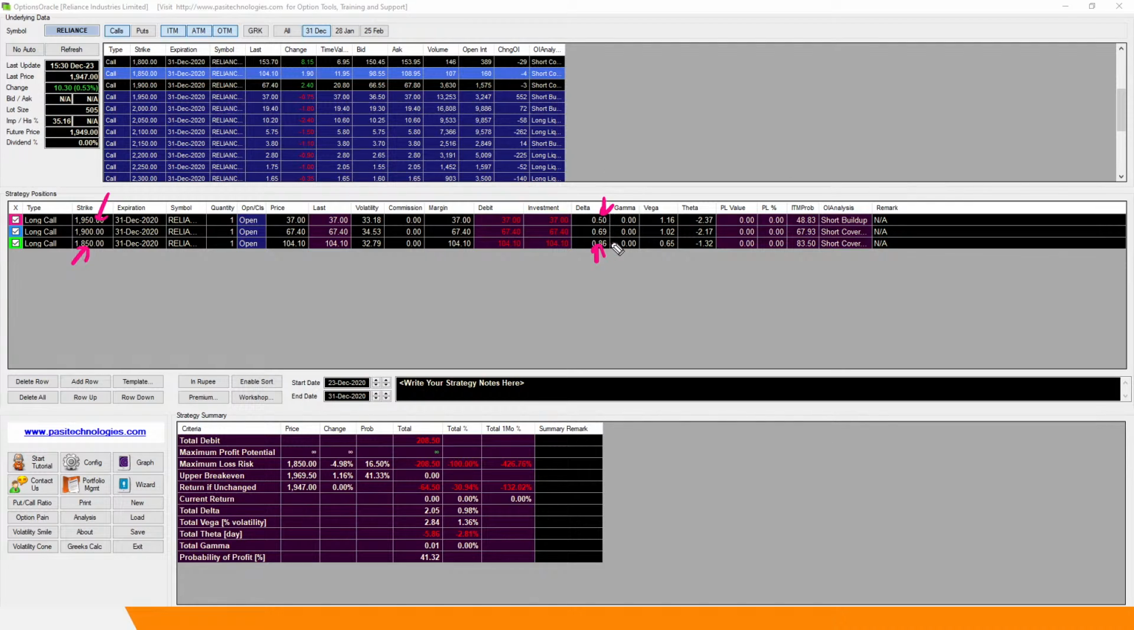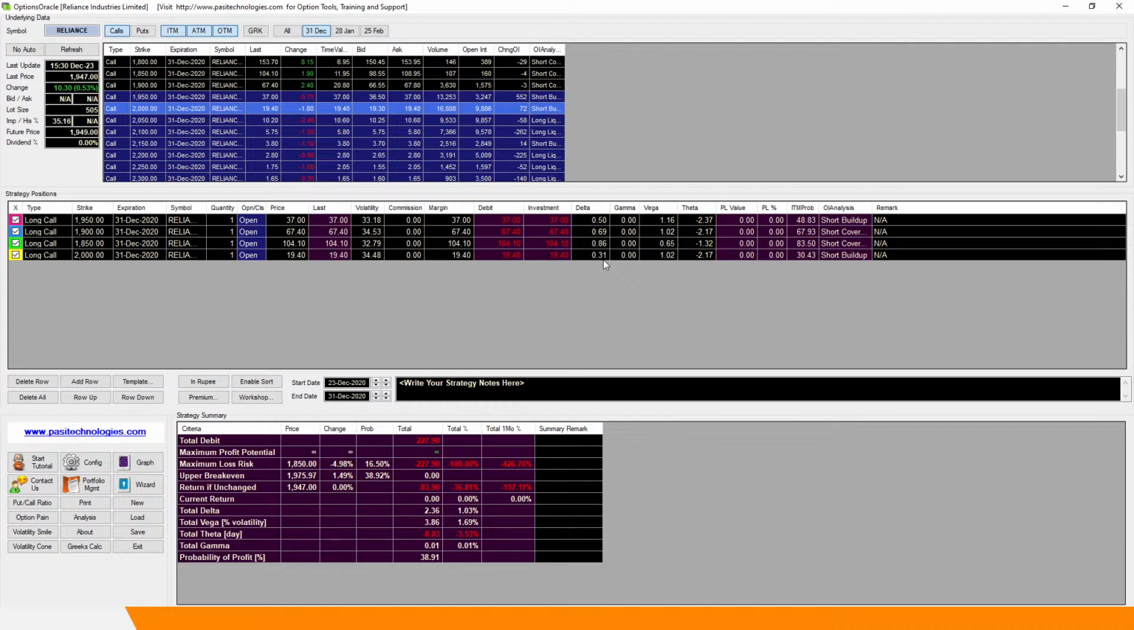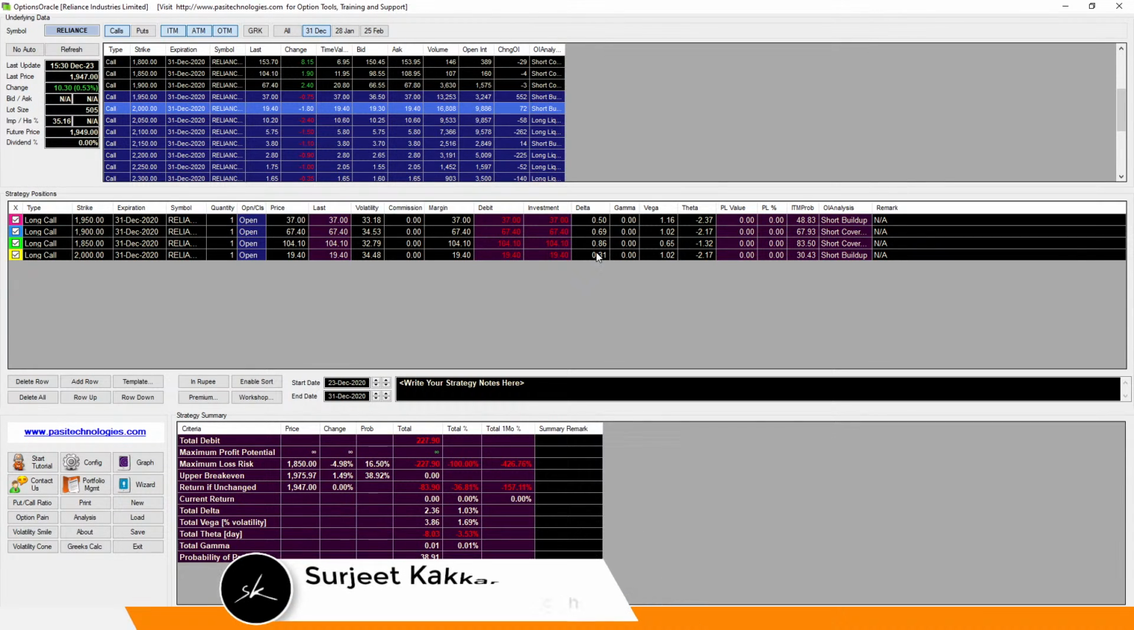Now, similarly, if I go out of the money, what is going to happen? My participation will start getting lesser and lesser. So if I go out of the money, I go for a call which is 2000, you will see it will be less than 0.5. It is only 0.3, which means if the stock goes against me by 1 rupee, I will only be losing 30 paise. I'll not be losing 1 rupee. But similarly, if the stock goes in my favor by 1 rupee, I'll not be making 1 rupee, I'll be making only 30 paise.